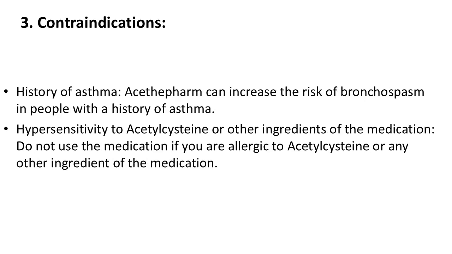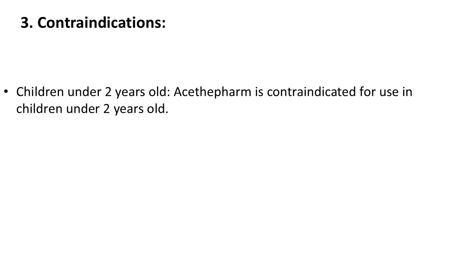3. Contraindications. History of asthma. Acethepharm can increase the risk of bronchospasm in people with a history of asthma. Hypersensitivity to acetylcysteine or other ingredients of the medication. Do not use the medication if you are allergic to acetylcysteine or any other ingredient of the medication. Children under 2 years old. Acethepharm is contraindicated for use in children under 2 years old.